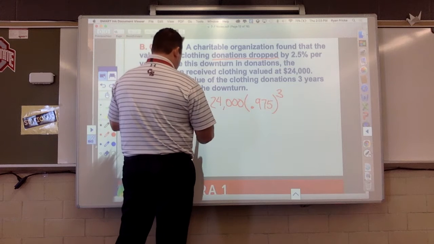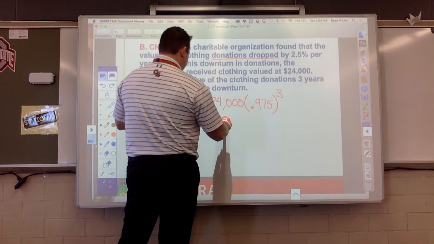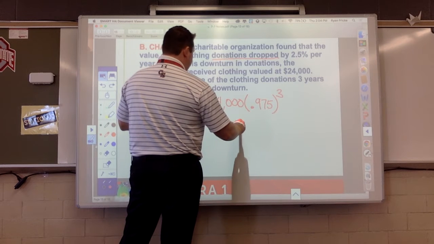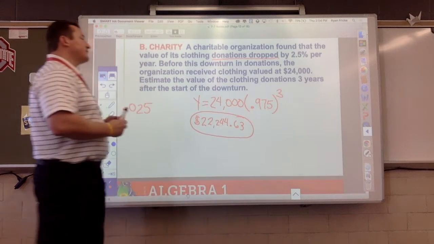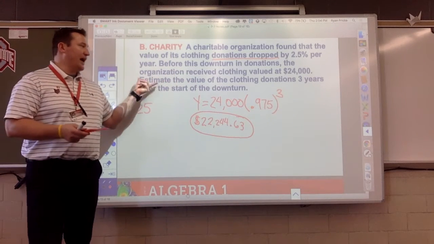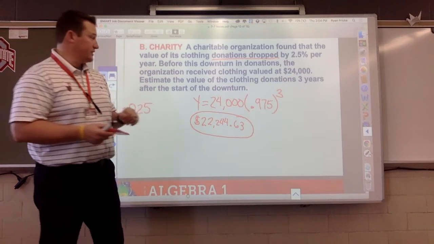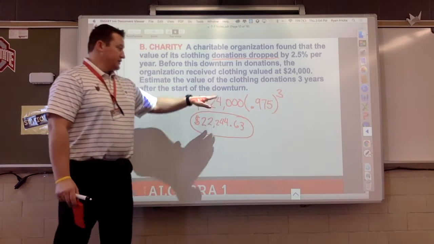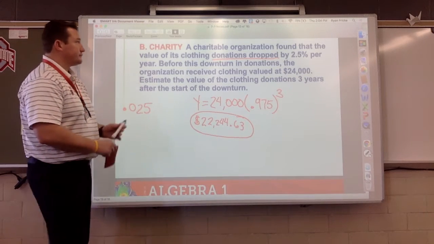Again, we're dealing with money, so $22,244.63. That's how much we would anticipate or estimate the value of the clothing to be since the start of this downturn, this decreasing function. So they started here. 3 years later, now the value's down here.